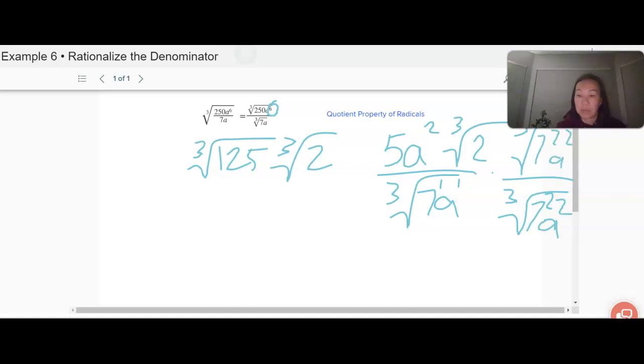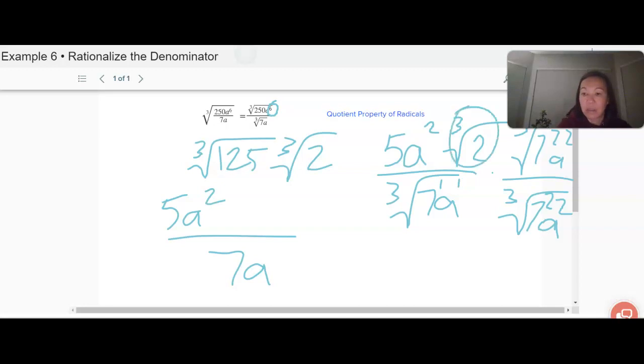on top and bottom. Now the nice thing is on bottom, what that does is that cancels out that whole denominator, or that whole cube root, because we would end up with 7 to the third, a to the third under the cube root. And on top, again, we have that 5a squared outside, and these we can combine because they're both inside cube roots. So 2 times 7 squared, which is 2 times 49, is 98. And then there's an a squared as well.